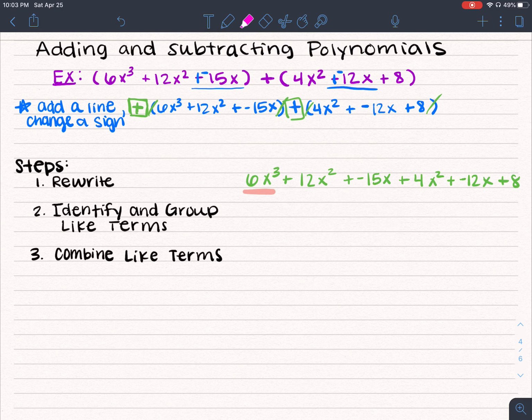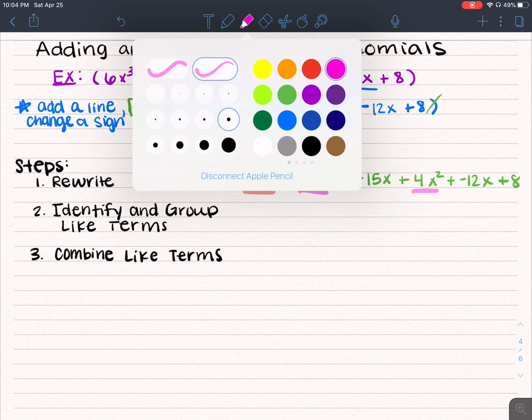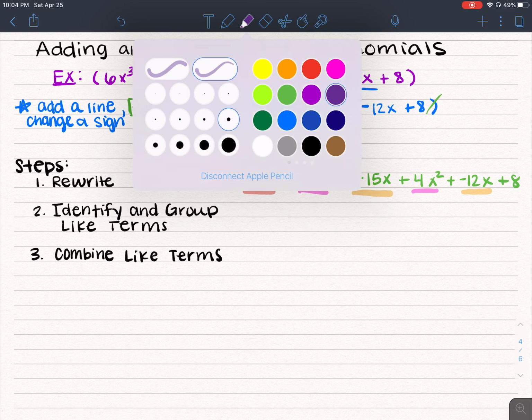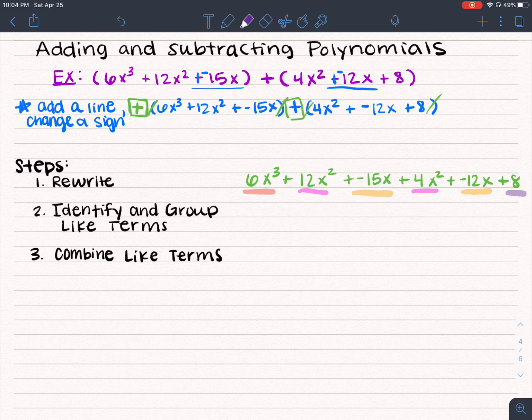So our next term is 12x squared. So we're looking for anything that also has an x squared. So negative 15x is not a like term. We come, 4x squared is. Negative 12x is not, and 8 is not. All right, so time for a new color. Our next term is negative 15x. And we have two more to compare. So we have negative 12x, that's definitely a like term, right? Because we have x to the first power and x to the first power. And 8 is a constant, that is not a like term. So that's a term on its own.